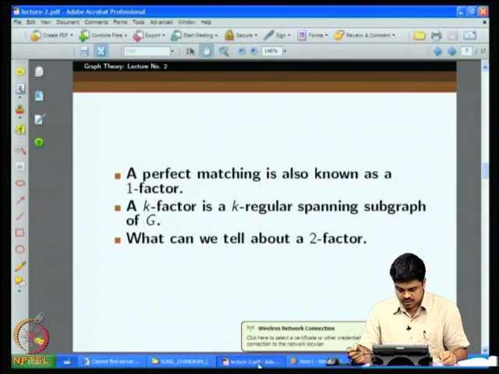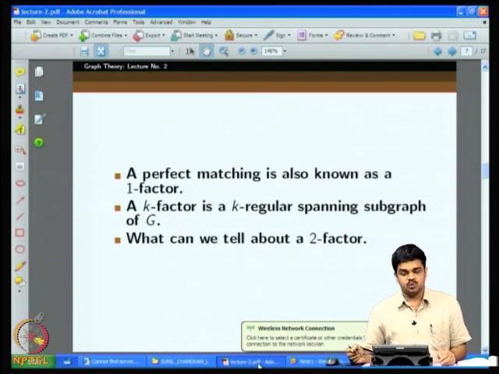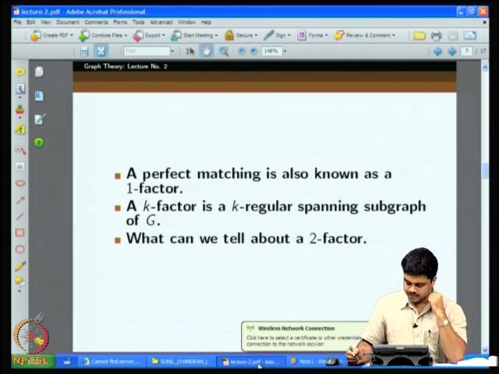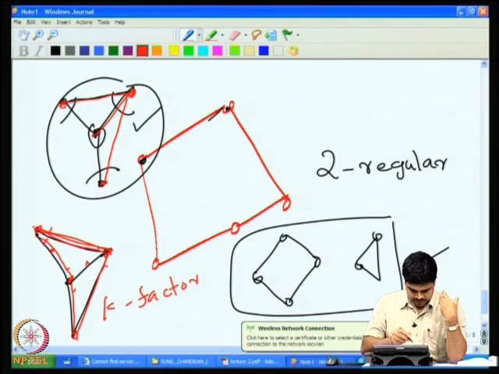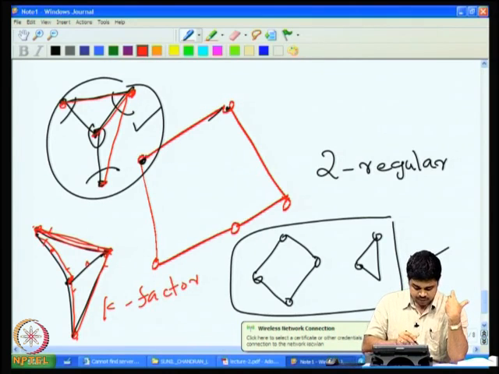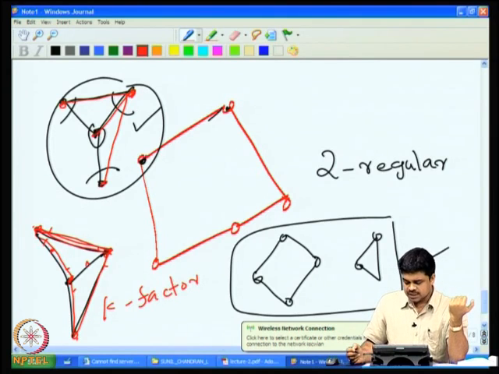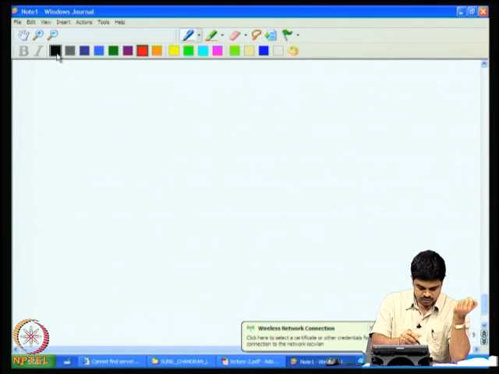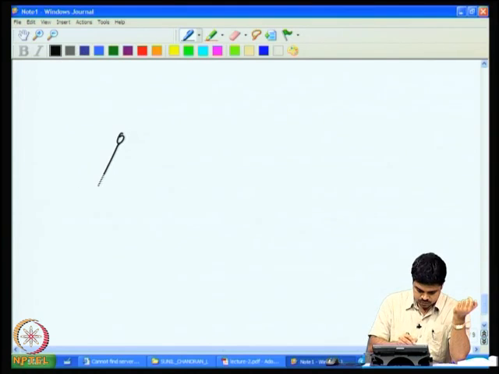To understand this, we can ask a question: what can we tell about a two factor? We saw some two factors here for some graphs. Those were cycles. For instance, this is a two factor of this graph. This is a cycle. But is it necessary that a two factor is always a cycle? So let's take another example. Consider this graph.